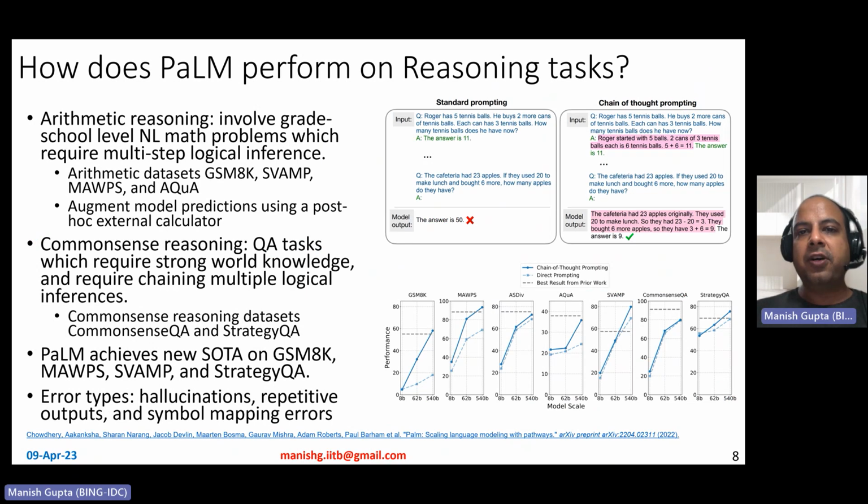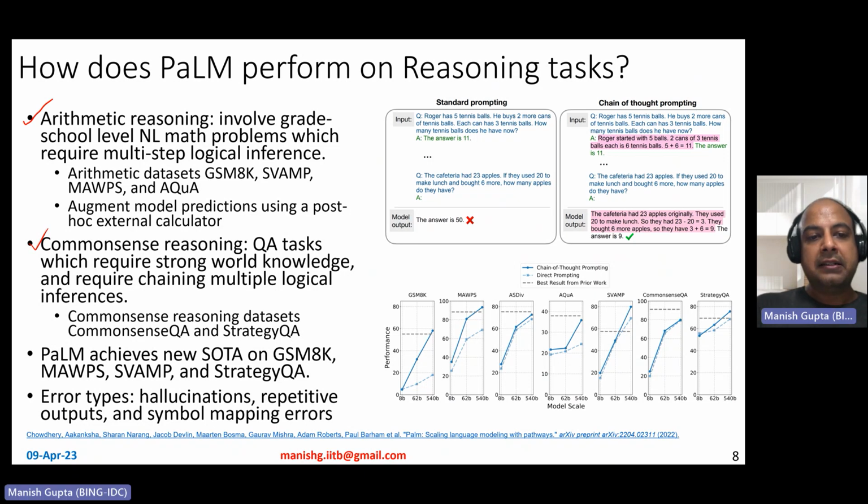Okay, so how does PaLM perform on reasoning tasks? PaLM was evaluated on 2 kinds of reasoning tasks: arithmetic reasoning and common sense reasoning. Arithmetic reasoning tasks include grade school level natural language math problems, word problems, so to say, which require multi-step logical inferencing. So the problems by themselves mathematically are not difficult, but conversion from word problem to the mathematical formulation is basically what involves the natural language processing.